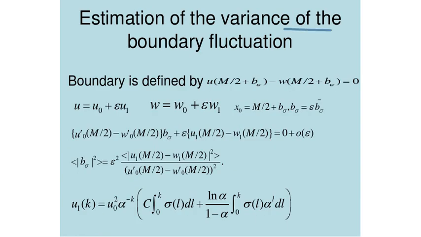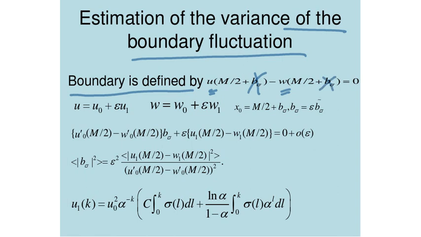Estimation of the variance of the boundary fluctuations. So where is the boundary located? It is located in principle where you have the expression of one morphogene equal to the expression of the other one, and when there is no shift, you have the expression where U equals W. Here we do a little expansion near the middle point, and we write U as the sum of U0 plus epsilon U1. This is for the first morphogene, this is for the second one, and this is the expression of the position of the boundary with the shift.